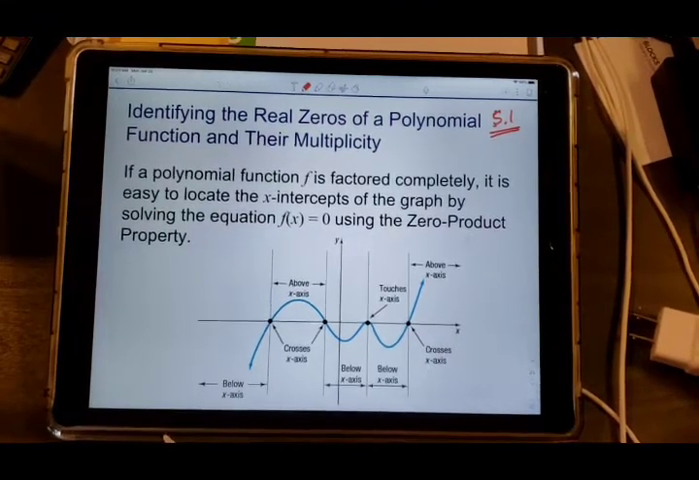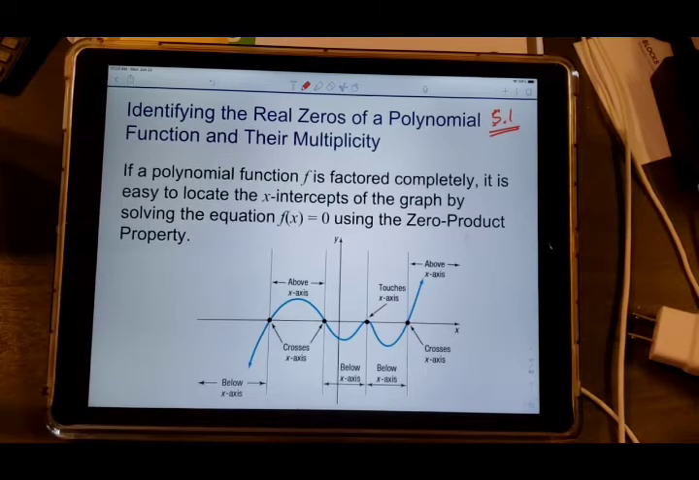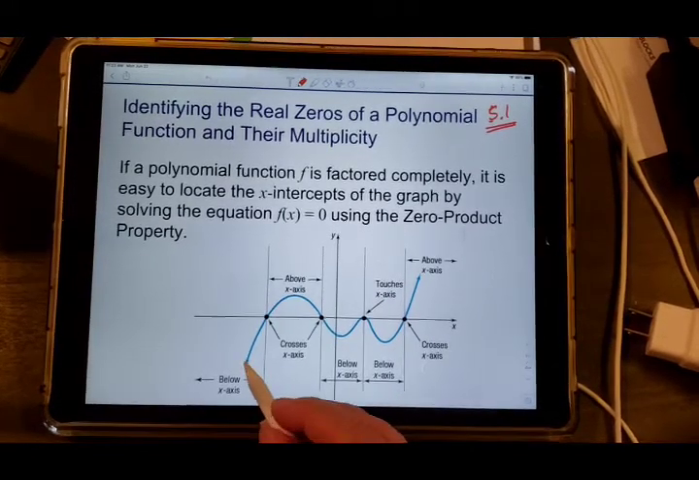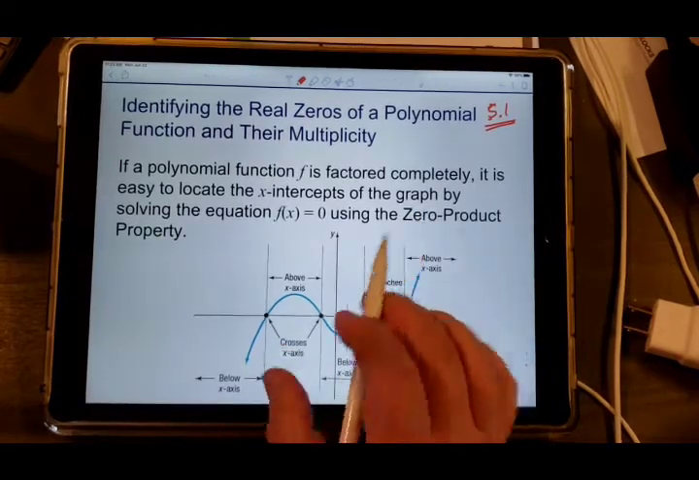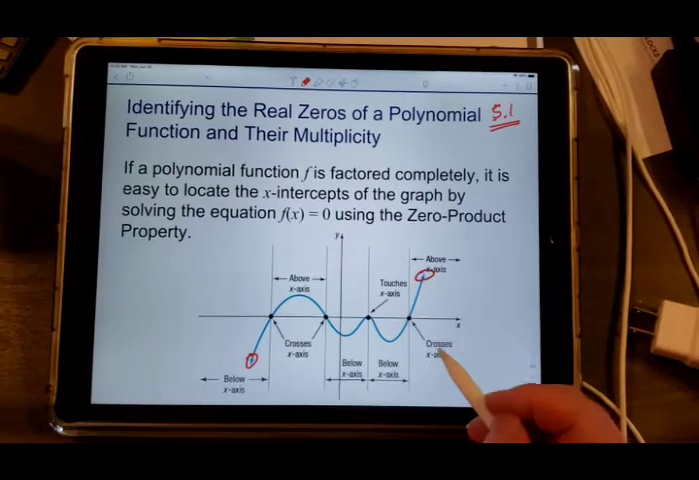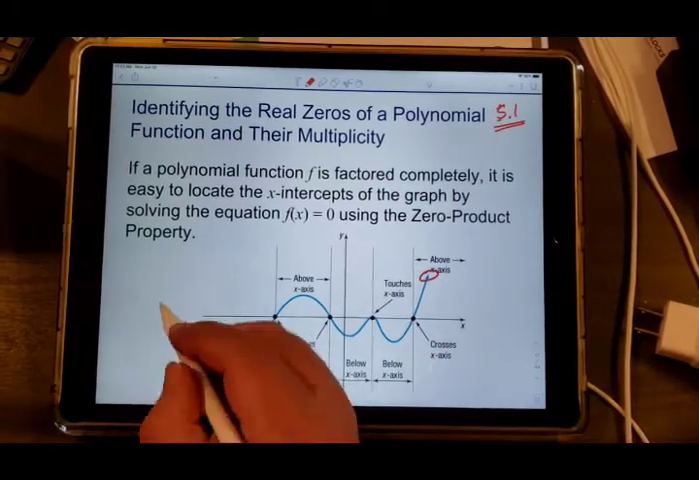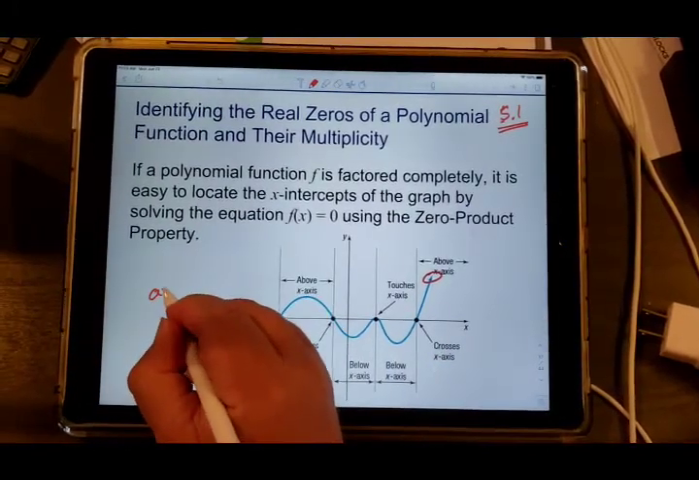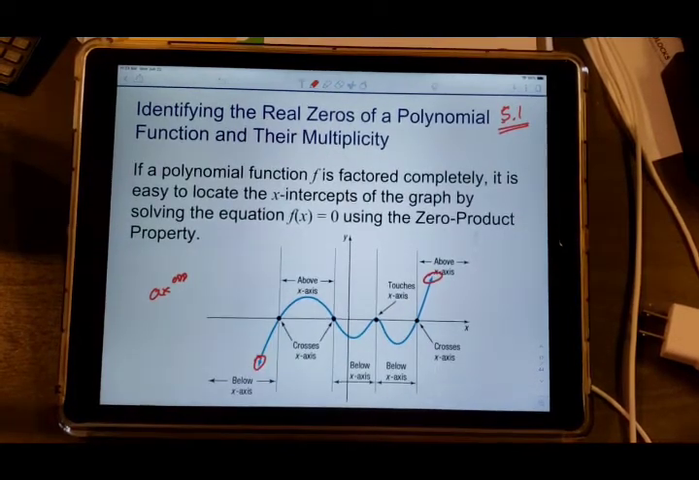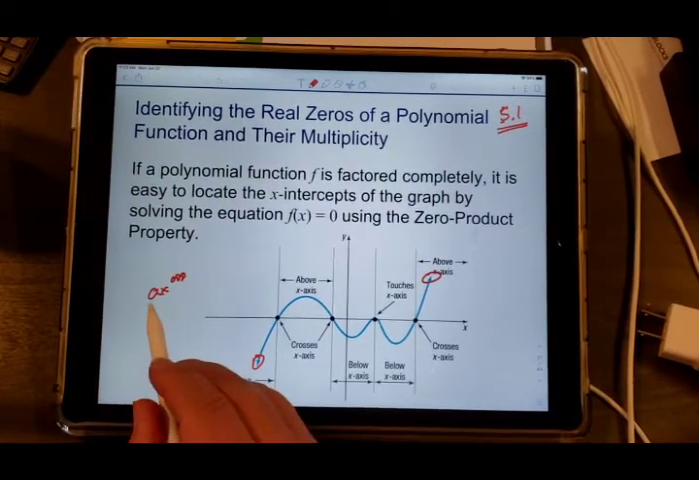They're saying that you can learn a lot from a graph by looking at it. First of all, if I ignore everything in the middle, I know that this polynomial behaves like ax to an odd power where a is positive.